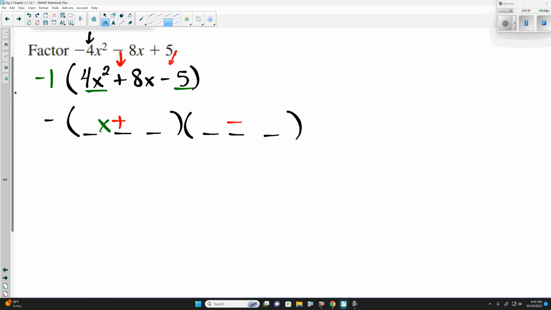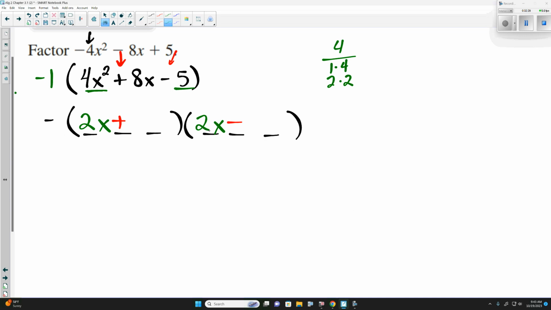Factors of 4x squared, we have x and x. And we will look at the factors of 4, 1 and 4, 2 and 2. And since it's now positive 4x squared, it's not the negative, we don't have to consider those sign changes. We don't have that issue. It's not going to come into play anymore. So now we're just looking at 1 and 4 and 2 and 2. Which one do we want to try first? 2 and 2.